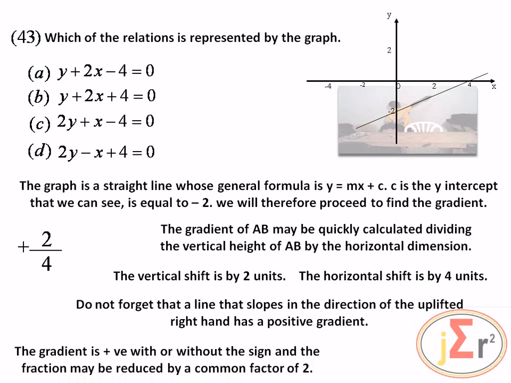The gradient is positive with or without the sign, and the fraction may be reduced by a common factor of 2. So we do not have to have a positive sign here. We know that it is positive with or without the positive sign, and then we may reduce that by a common factor of 2. So we have the gradient is equal to positive a half.